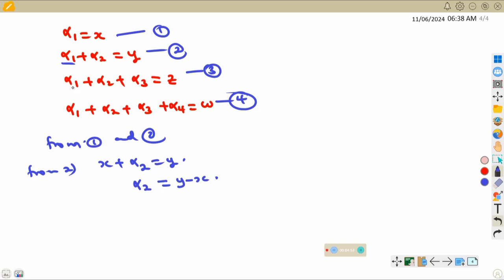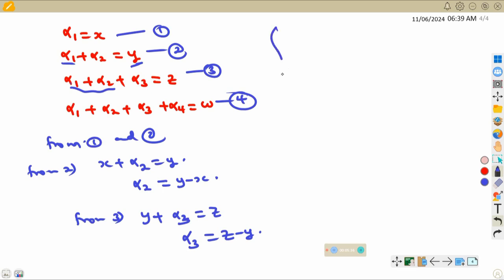Next, from 3, we can see that alpha 1 plus alpha 2 is here, but alpha 1 plus alpha 2 is y. So where there is alpha 1 plus alpha 2, we are putting y, because y is alpha 1 plus alpha 2. So we shall have y plus alpha 3 is equal to z, and it implies that alpha 3 is z minus y.